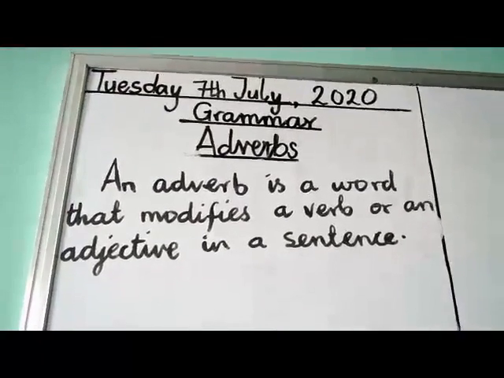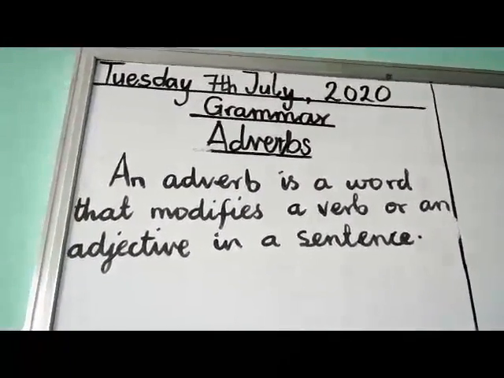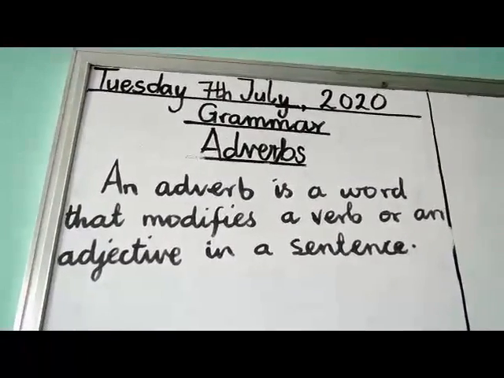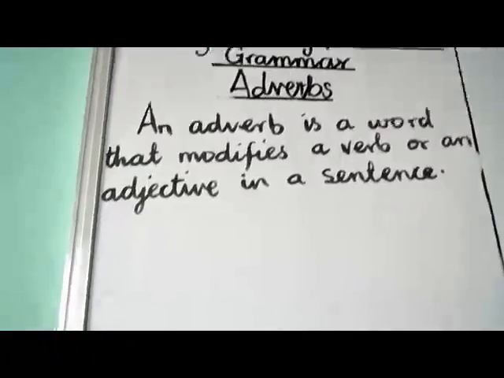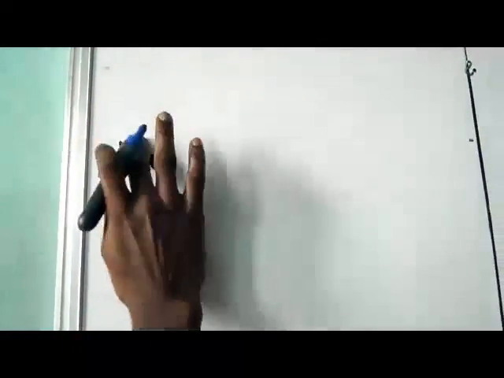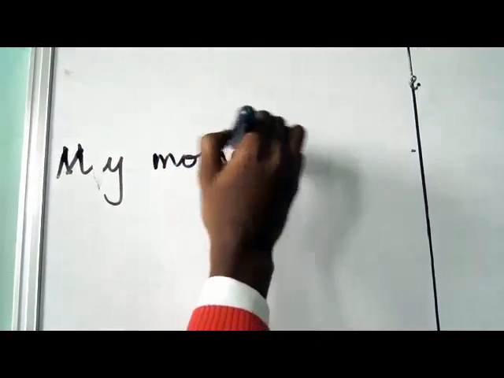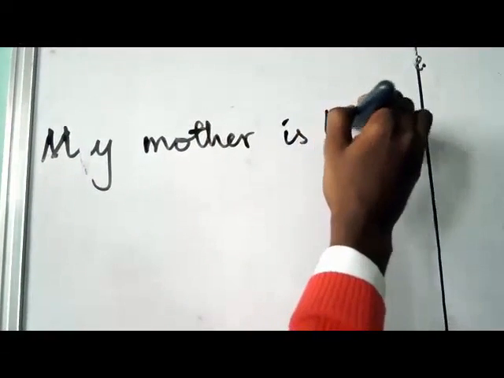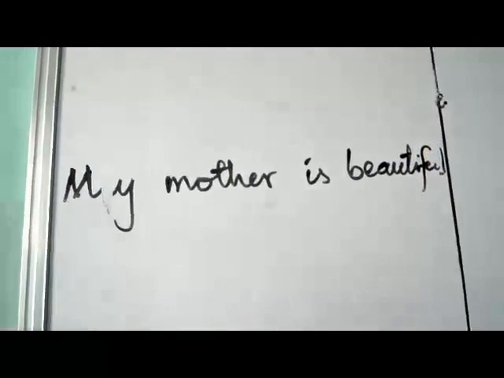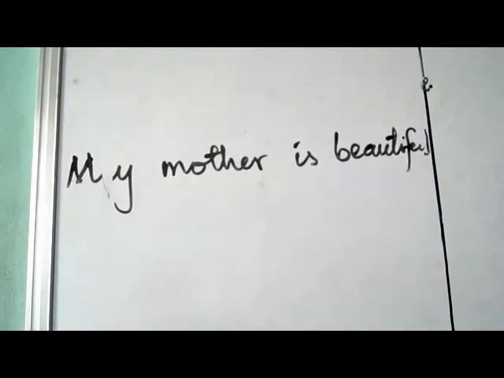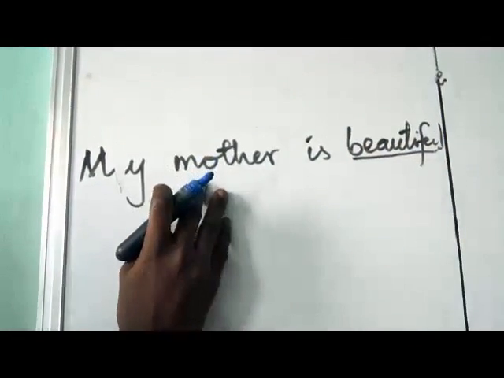When we say modifies here, modifies simply means it tells us more about a verb or an adjective in a sentence. Take for example, if I should say, my mother is beautiful. Now, looking at this sentence, there is no adverb here. What you have here is what? An adjective, which is describing your mother.